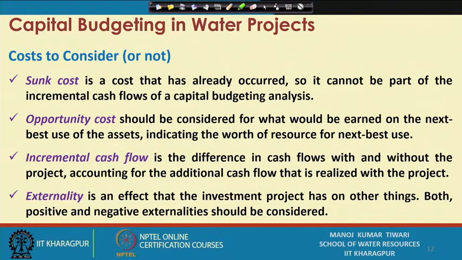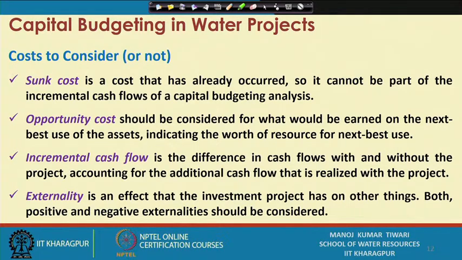occurred. Then there is an opportunity cost, which should be considered for what would be earned from the next best use of the asset. Whatever is the next best use, how much opportunity cost it is leading, that needs to be considered, indicating the worth of the resource for such next best use.